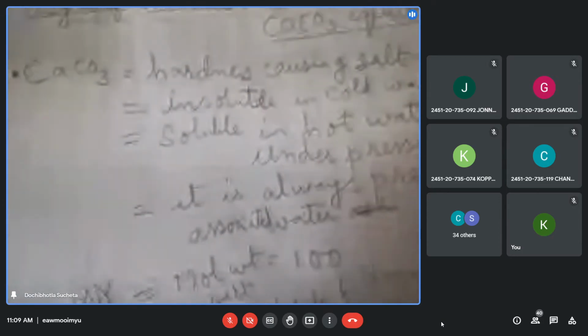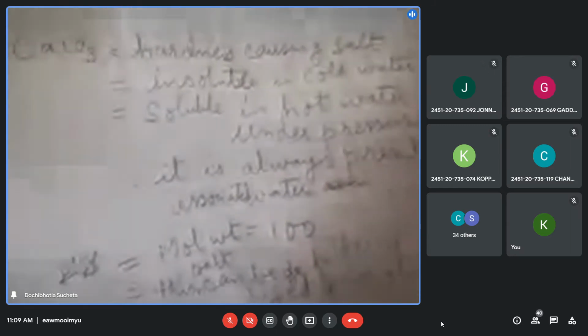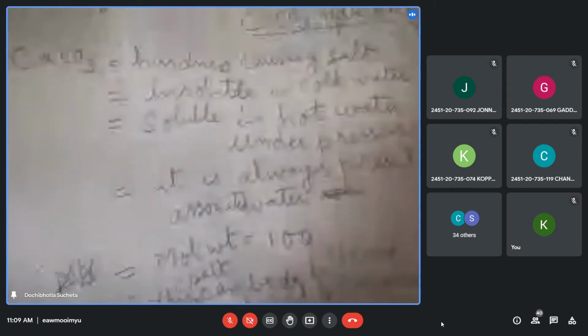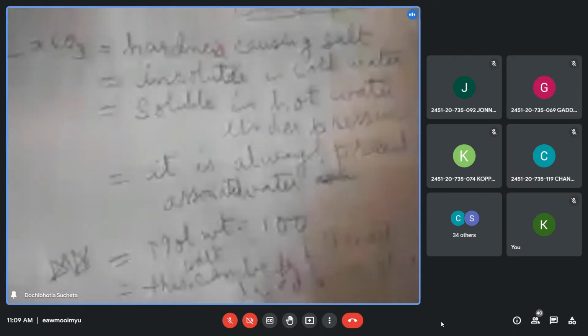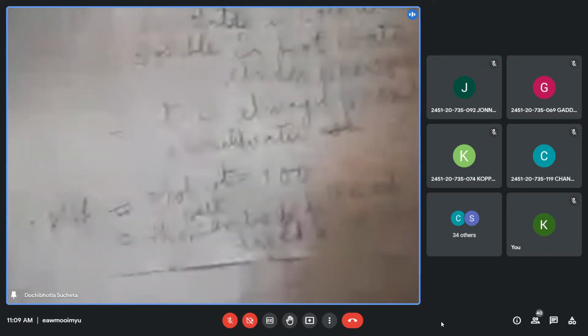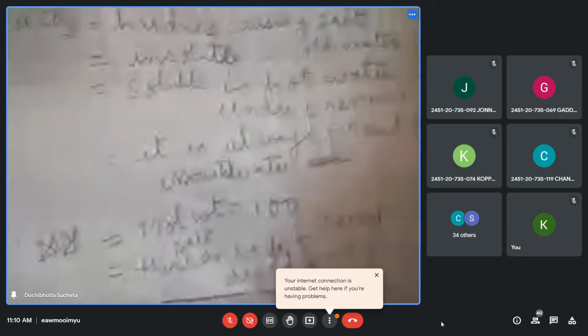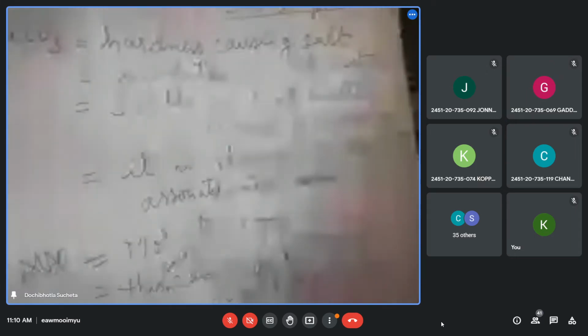I'm talking about this salt called calcium carbonate. What is this calcium carbonate salt? It is a hardness causing salt, which is insoluble in cold water but soluble in hot water. One more thing we should know about this salt is that it is always present associated with water. This calcium carbonate water is always very, very important.